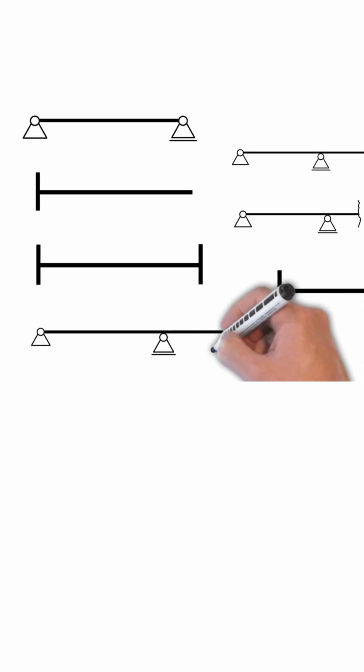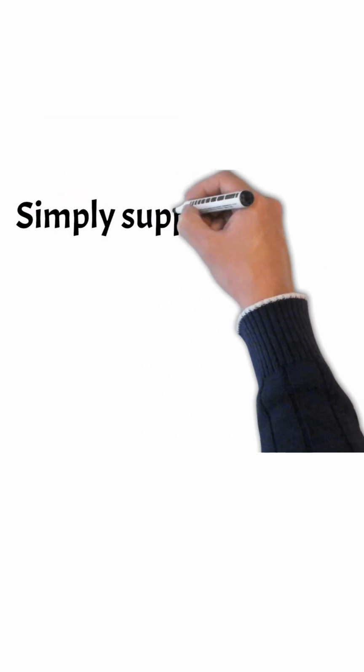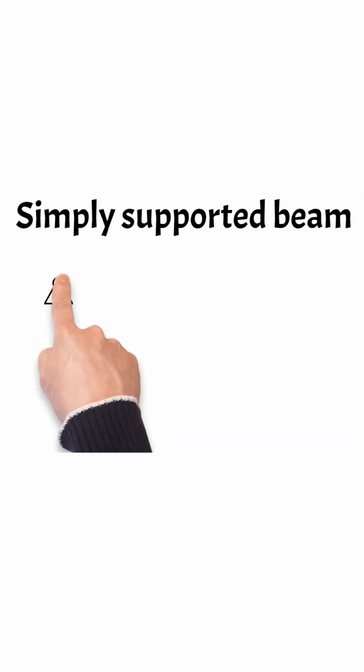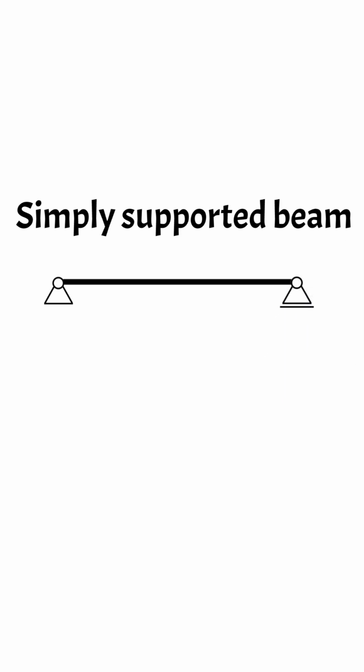So the first type of beam is the simply supported beam. Simply supported beams are the most used static system, and it's also usually the static system we first see in university. And that's also for a good reason.